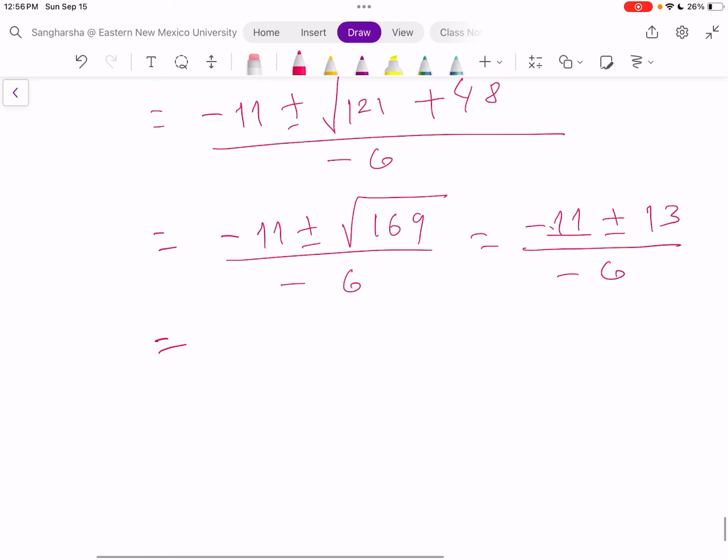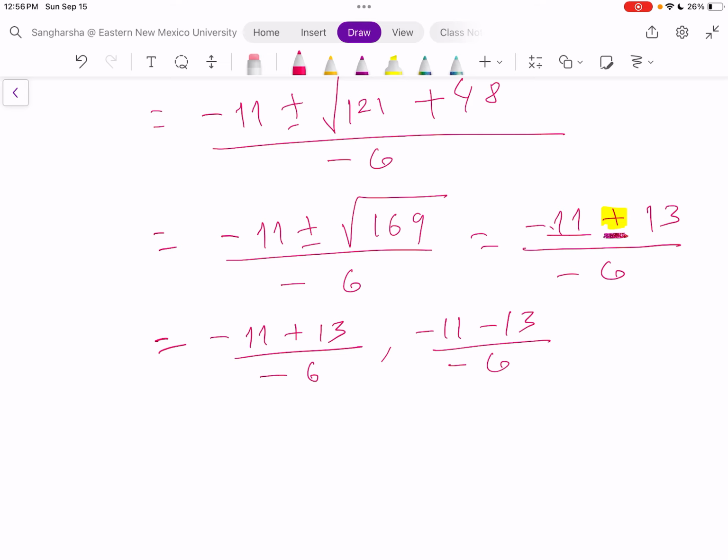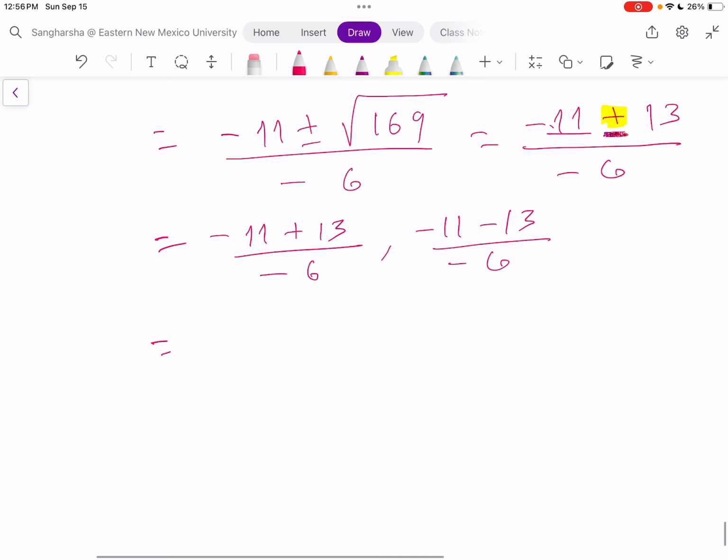Now we take the positive sign. When you take positive, we have negative 11 plus 13 divided by negative 6. Next you take the negative sign. This gives us negative 11 minus 13 divided by negative 6. So with the positive sign, this is negative 11 plus 13, that is positive 2, divided by negative 6.